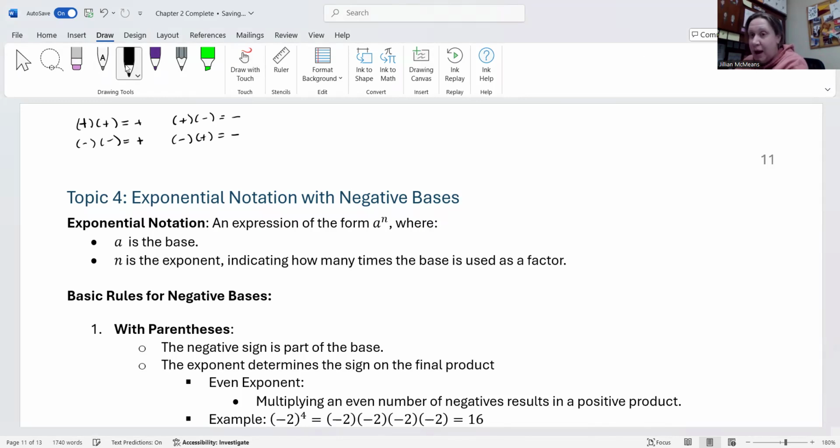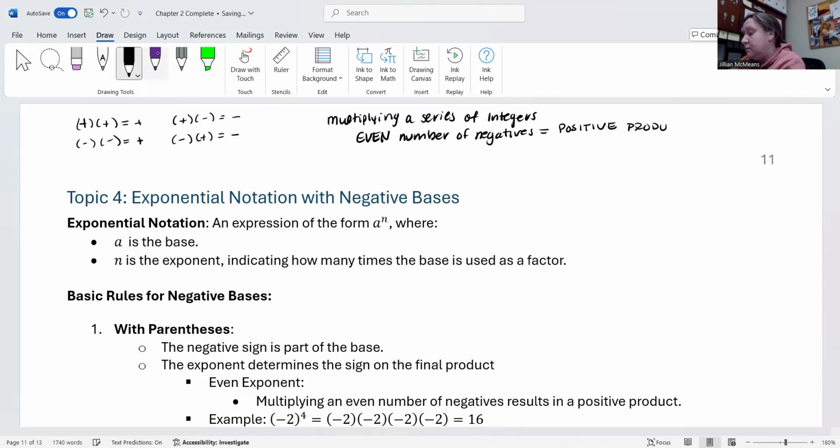We also need to remember what happens when we multiply a series of integers. We talked about this in the very last video, but I want to remind you of it again now. If you have an even number of negatives, that equals a positive product. Essentially, if you're multiplying an even number of negatives, each group of two negatives pairs up to become positive. There's no leftovers. Everything just becomes positive.